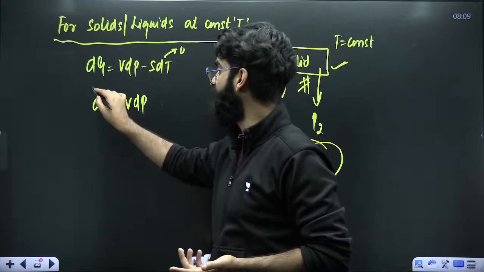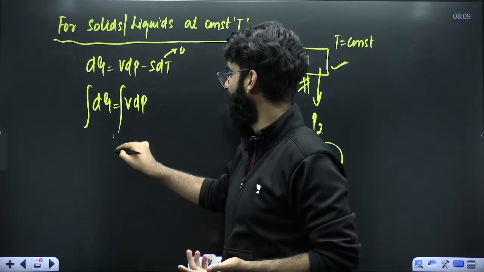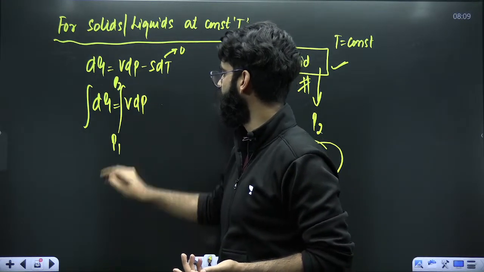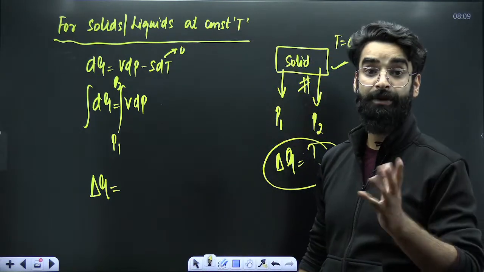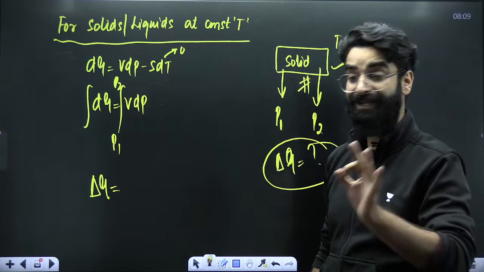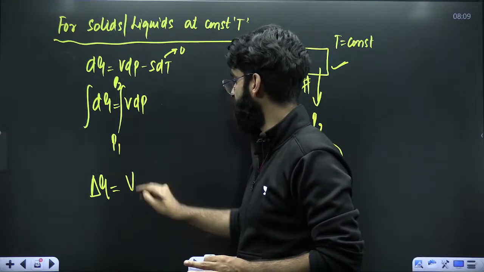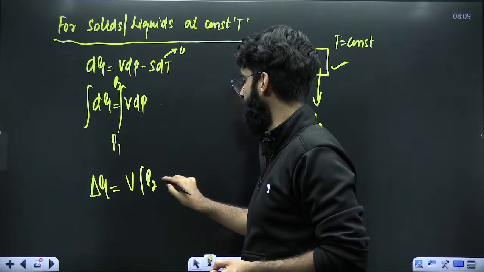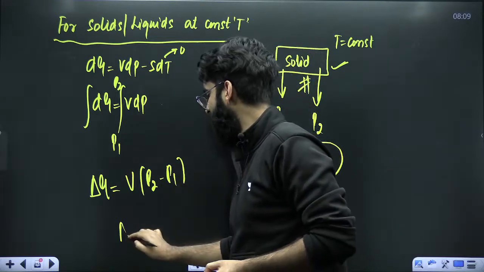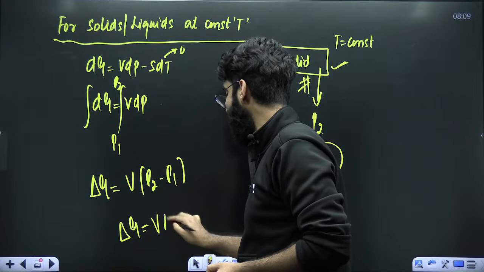In order to get the total Gibbs free energy change, you'll be integrating under the limits P1 to P2. So the integral of dG is delta G. Since on changing the pressure, the volume of a solid or liquid does not significantly change, volume is kept constant, V coming out. The integral of dP is P, upper limit minus lower limit, so it has to be P2 minus P1. So delta G is equal to V delta P.